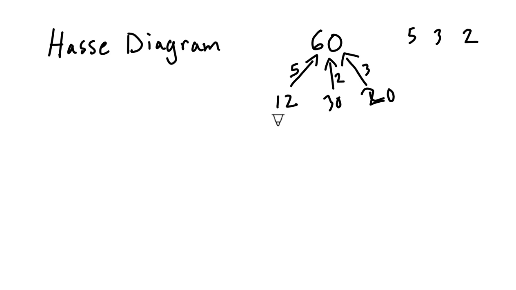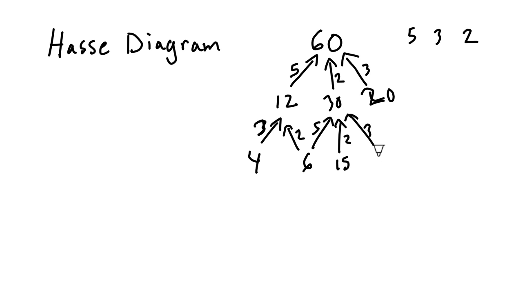For 12, we can't divide by 5, but we could divide by 3 and get 4. So 3 arrow and you get 4. You could divide by 2 and get 6. For 30, you could divide by 5 and get 6. You divide by 2 and get 15. You can divide by 3 and get 10. For 20, you can divide by 2 and get 10. You can't divide by 3, but you can divide by 5 and you get 4.